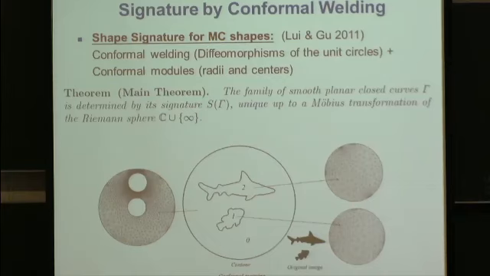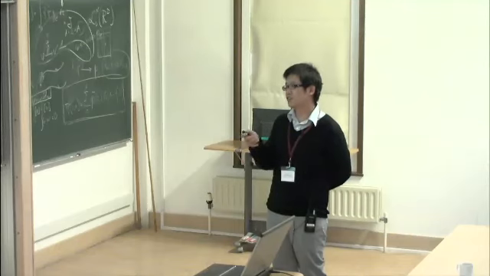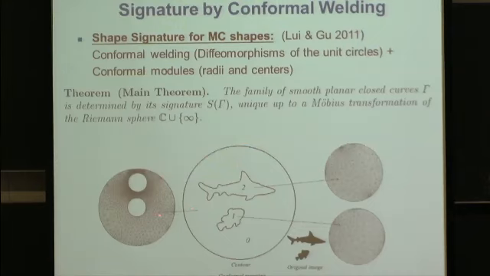So how can we define the signature? Let us look at one simple example. Suppose you have this shape with two fish. What we can do is, first of all, conformally map region 0 to a circle domain, a punctured disk, and then we can map region 1 to a unit disk, and we can map region 2 to a unit disk.